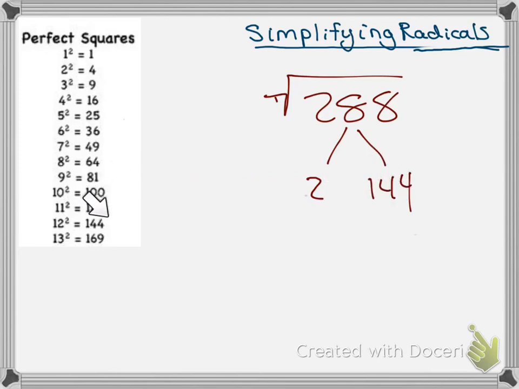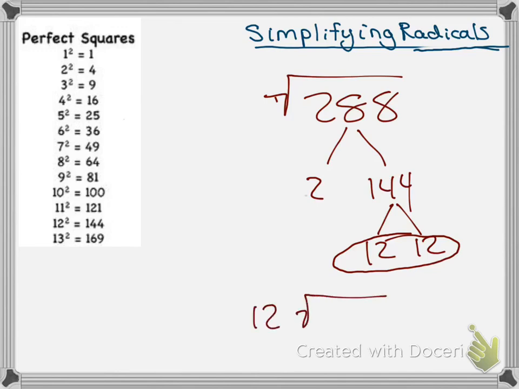Look over at our table. 144 equals 12 squared. 144 equals 12 times 12. So I can break that 144 into 12 times 12, and there's my pair. I can circle it. And I can be like, well, I got a pair of 12s. I'm going to bring one of my 12s outside of my radical. Once I pull one of the 12s outside of the radical, I've dealt with both of my 12s. And finally, what's left over? Just this 2. So right there, and that is your answer.